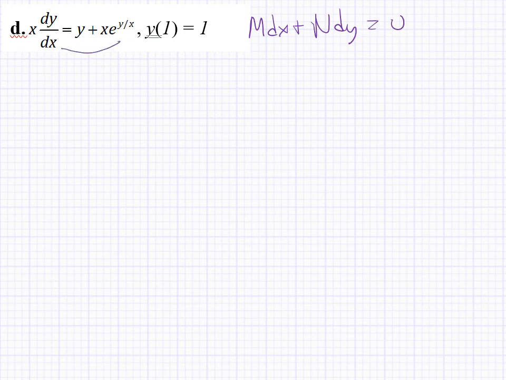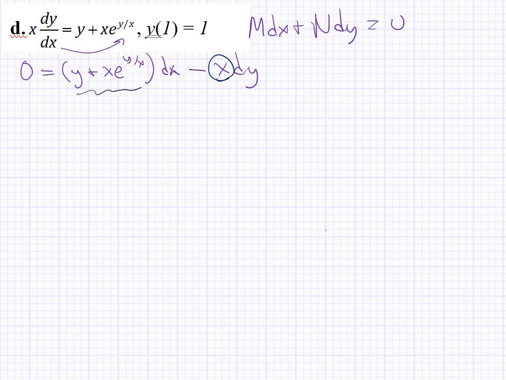And so I'll move the dx over to the other side, and then I'll jump everything together so I get 0 equals y plus x e to the y over x dx minus x dy. So I'll look at it like that. So now I have my M and my N here, and it's a matter of what's the degree. Well, this is clearly degree 1. The question is, is this degree 1?